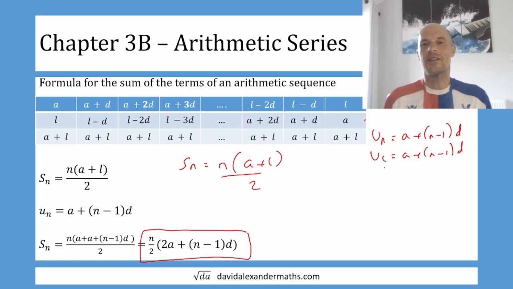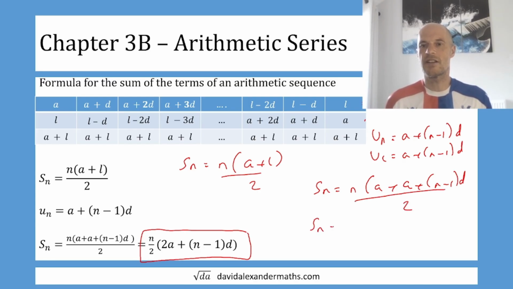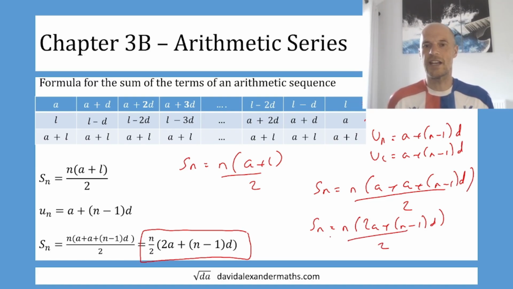Anyway, so what we can do is replace this l with, so it's going to be n lots of a plus n minus 1d, and that's all over 2. So therefore the sum of the series is n lots of 2a plus n minus 1d all over 2. And again, this over 2 was normally written as n over 2 lots of 2a plus n minus 1d.